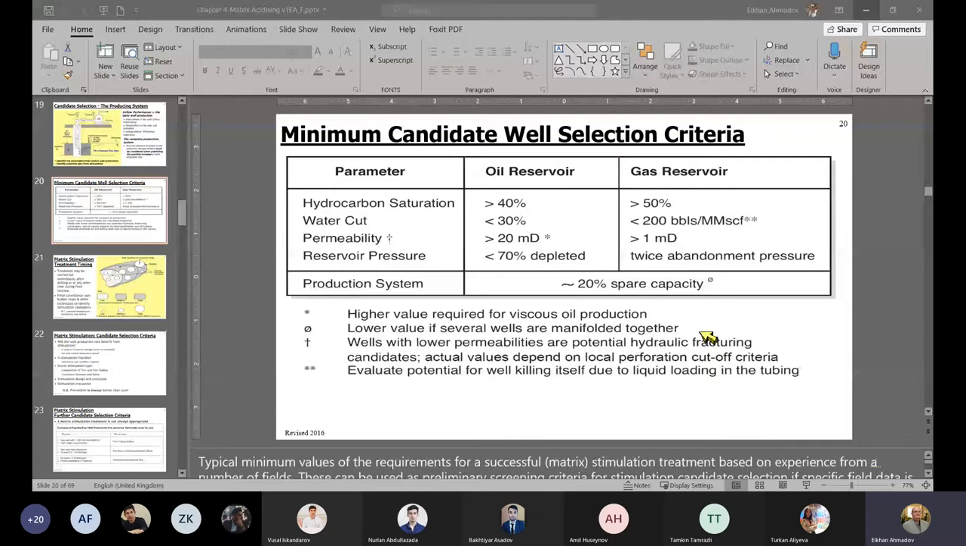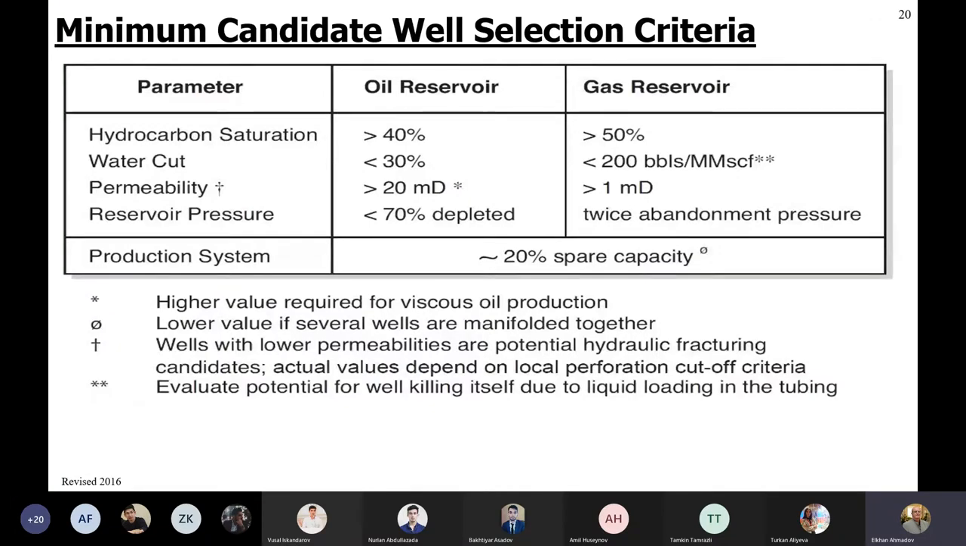Then let's continue on the lecture. Yesterday we started about candidate well selection criteria, and we stated that there must be enough hydrocarbons within the drainage area to start to plan the stimulation work. Also, the water cut should be within some limits, not to increase water cut after the stimulation or massive acidization, because massive acidization may trigger water producing zones as well as higher production.